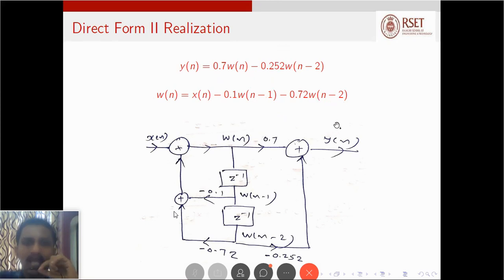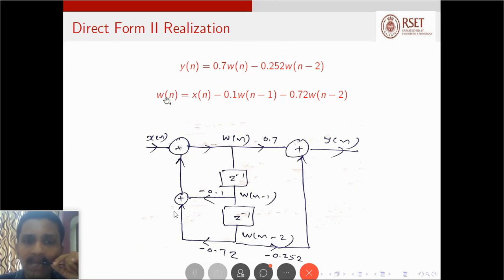So how to realize this term? Here you can see that, assume that w of n is available. If w of n is available, you will get w of n minus 1 by including one delay term like this, z inverse. So you will get w of n minus 1 here. If you include one more delay element, you will get w of n minus 2. So you obtain w of n minus 1 and w of n minus 2 like this.